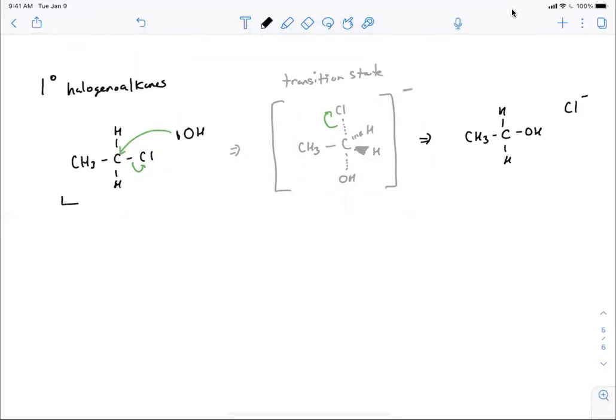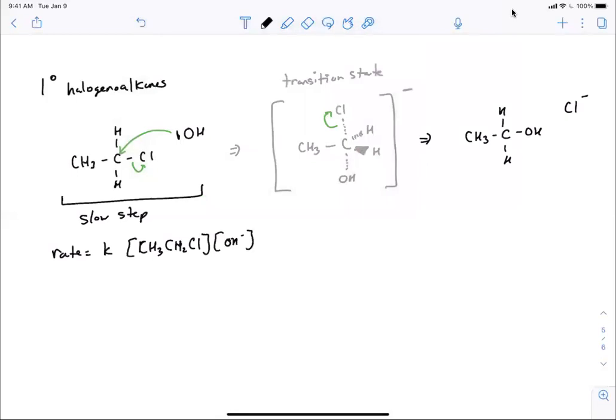And the rate law for this reaction, because this is a slow step, is rate equals k times [CH3CH2Cl] times [OH-]. Because there are two species involved in the slow step, the first step, the rate law will incorporate the concentrations of both those species.